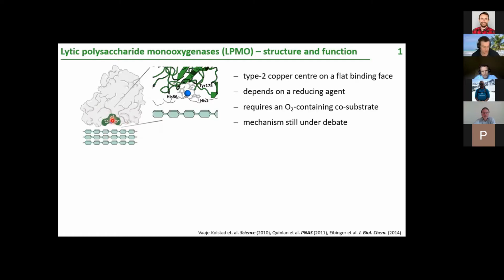So we need to have a reducing agent, so we need external reductants to make it active. This was probably also a reason why this enzyme remained undiscovered for so long. So LPMOs, as we heard, were discovered in 2010. In addition, we need an oxygen-containing co-substrate that is either oxygen or hydrogen peroxide. But the mechanism, I will come to that in a minute, is still very much under debate.